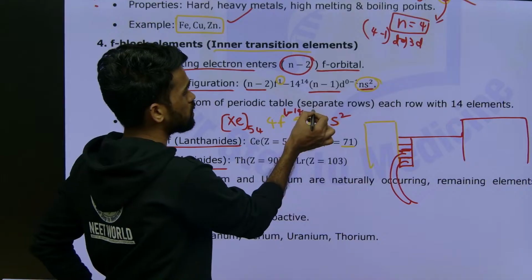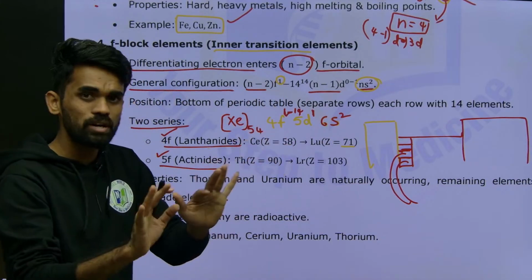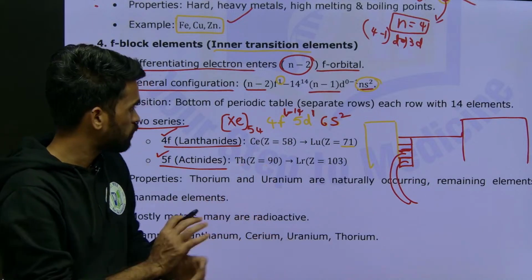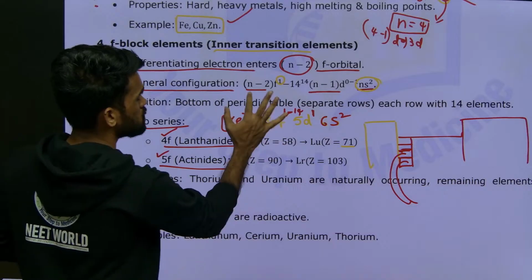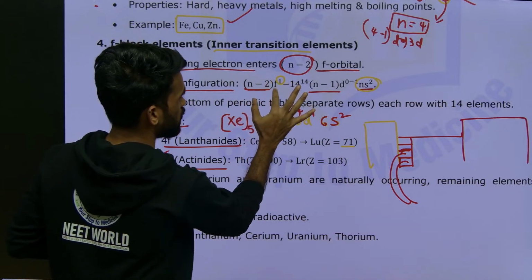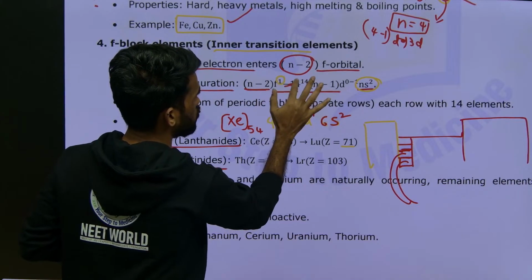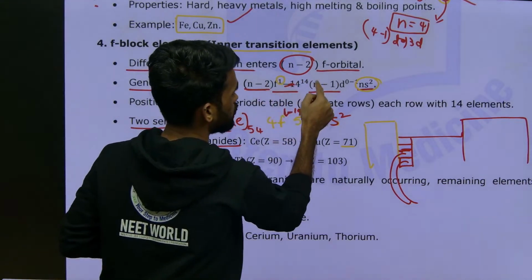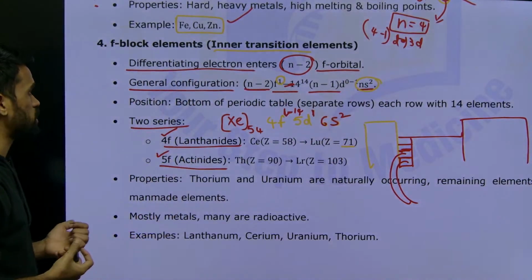Sometimes this d electron also goes to the f orbital, so there are some variations. So you need not write all those electronic configurations during the exam. Just write the general electronic configuration as (n-2)f 1 to 14, in the power you can write f 1 to 14, the next (n-1)d 0 to 1, and the next ns2. That is the representation.